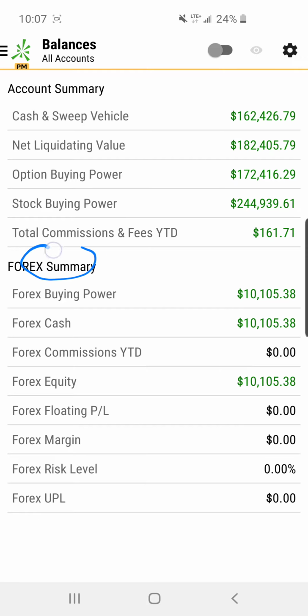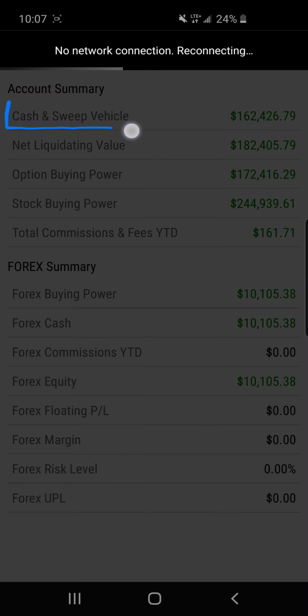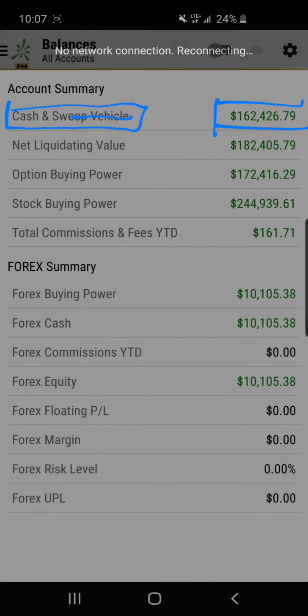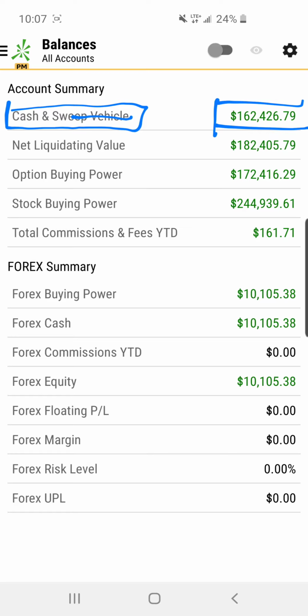First thing you'll see is this Forex summary. So disregard that. Remember, there's no Forex trading in this competition. Up here, you'll have your cash and sweep vehicle. Now, once that comes back, you'll see that really all this means is how much cash you have in your account. So I have $162,000 of cash in this account.